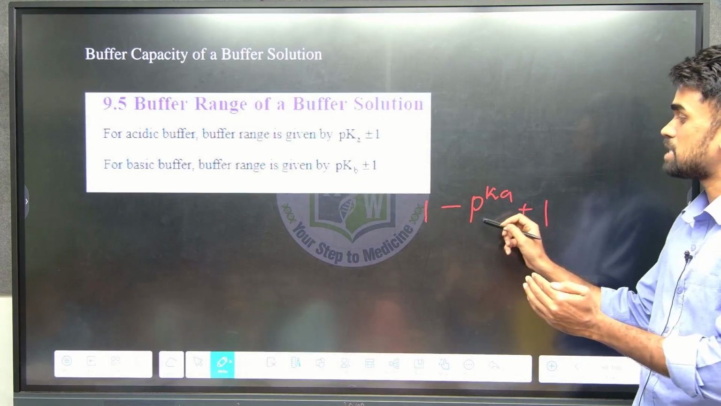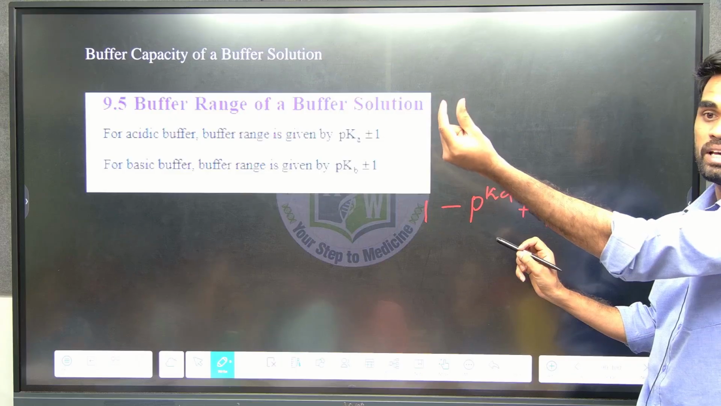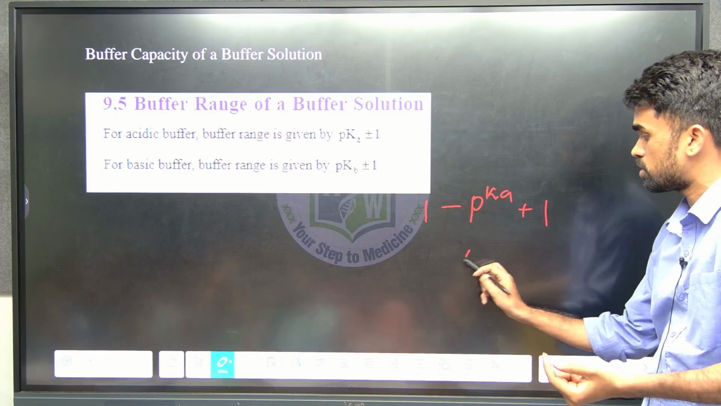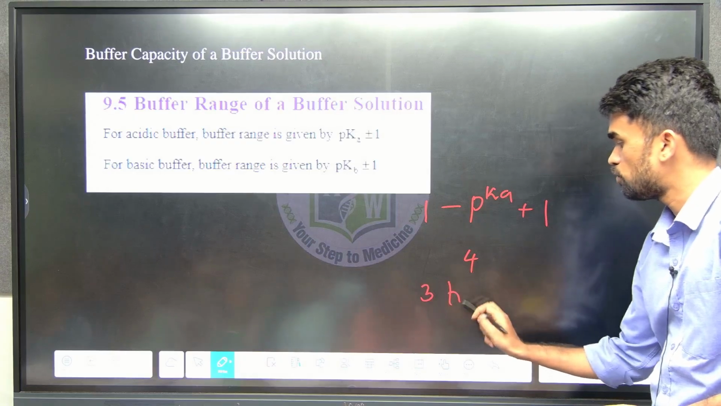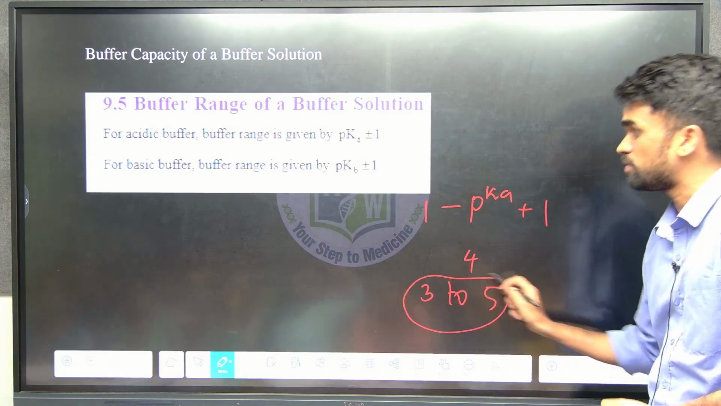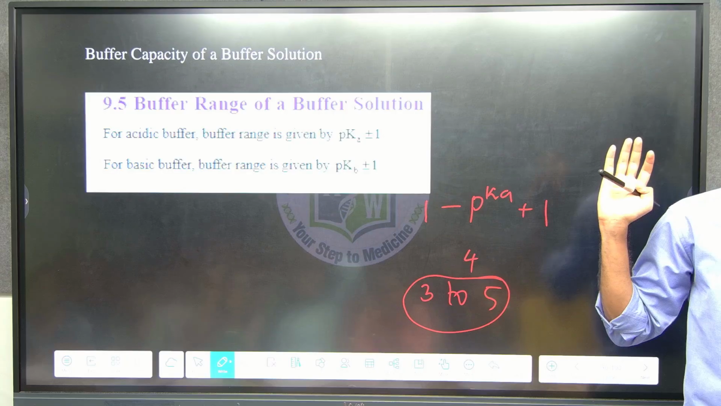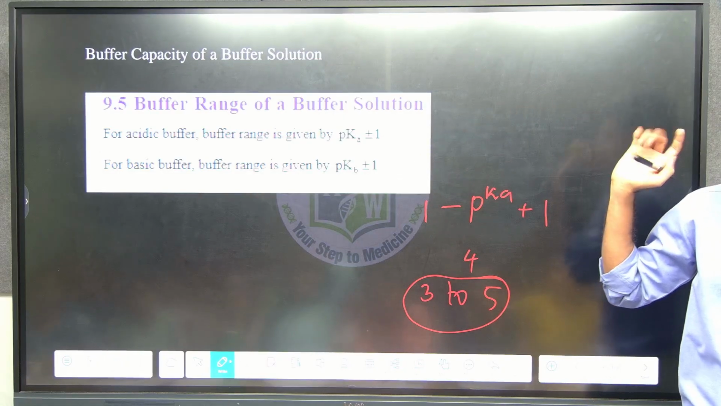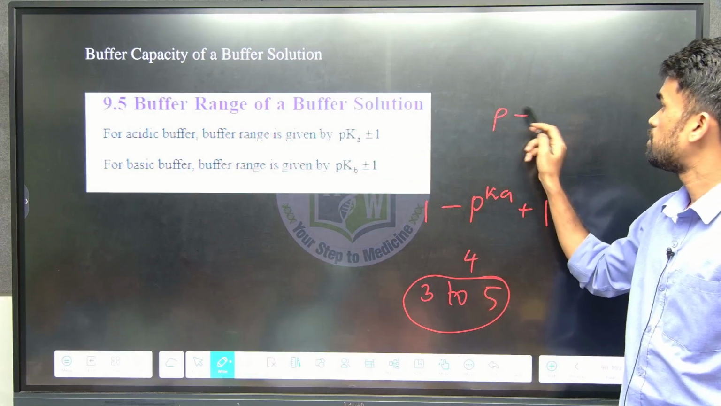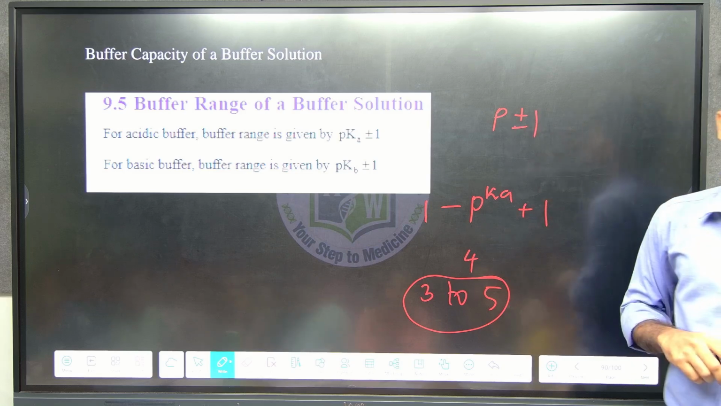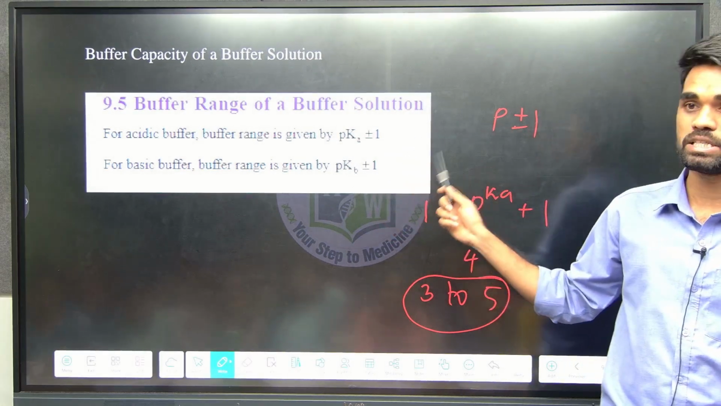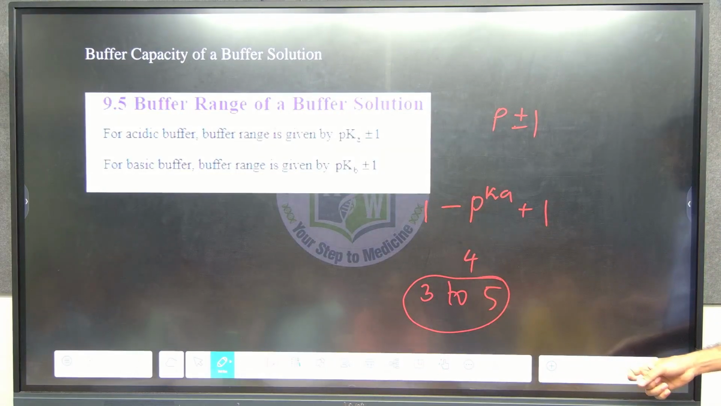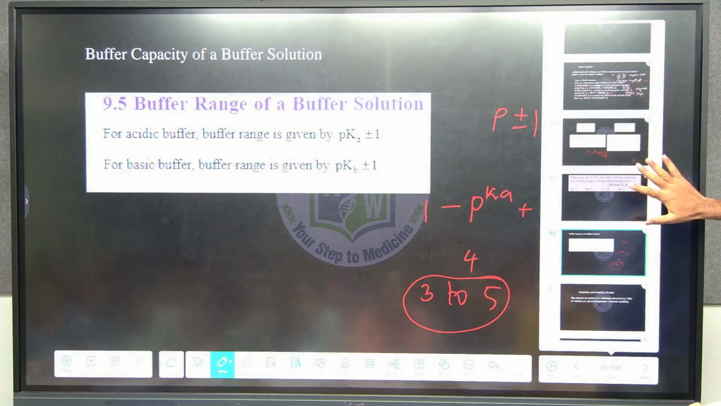For example, the pKa value for that particular weak acid, I am saying 4. Now what is its buffer range? 4 minus 1, 3, and 4 plus 1, 5. This is the buffer range for that particular acidic buffer. Same story applicable for basic buffer also. So you just remember pKa plus 1 to pKa minus 1. For basic buffer it will be pKb minus 1 to pKb plus 1.